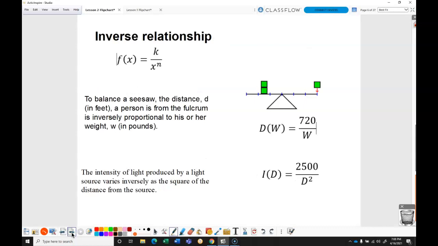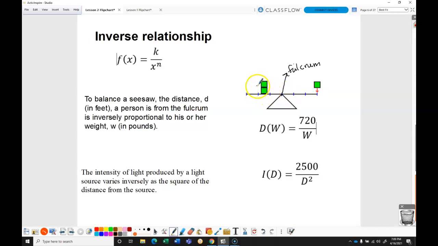All right, so let's look at some inverse relationships again. We've got a balance on a seesaw here. Basically, this is like a balance scale, and we want to be able to place things across this scale. What it says is the distance a person is from the fulcrum, that's the point the seesaw actually pivots on, right? So the distance the person is from the fulcrum, so they're 2 spaces away, is inversely proportional to his or her weight.